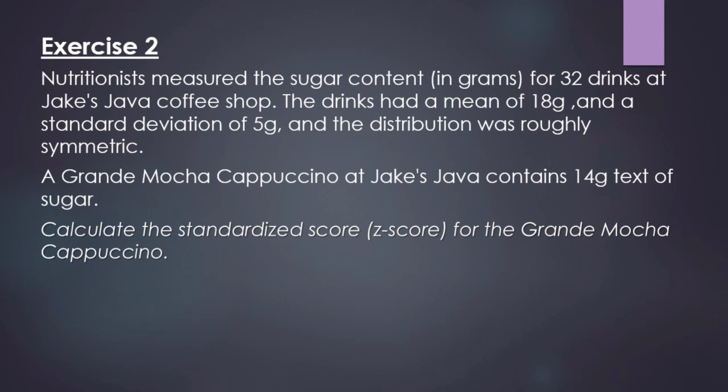Next exercise: a nutritionist measured the sugar content in grams for 32 drinks at Jake's Java coffee shop. The drinks had a mean of 18 grams and a standard deviation of 5 grams, and the distribution was roughly symmetric. A grande mocha cappuccino at Jake's Java contains 14 grams of sugar. Calculate the standardized score, or Z score, for the grande mocha cappuccino.